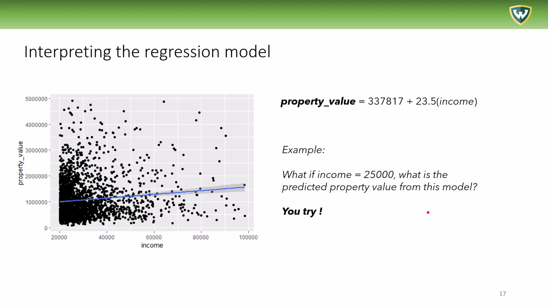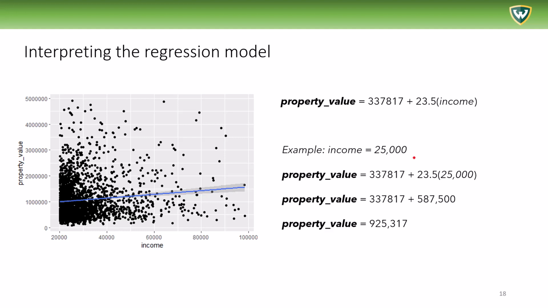And what if income is 25,000? What is the predicted property value from this model? Now maybe you can visualize it a little bit here on the plot, but I want you to solve it. So pause the video right now, and I want you to tell me the property value estimation if a person has 25,000 in income. Pause the video and solve.